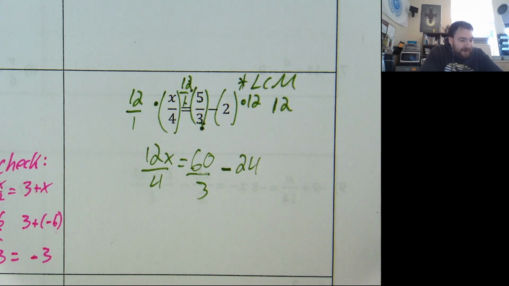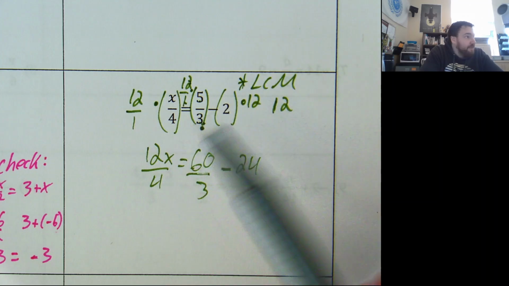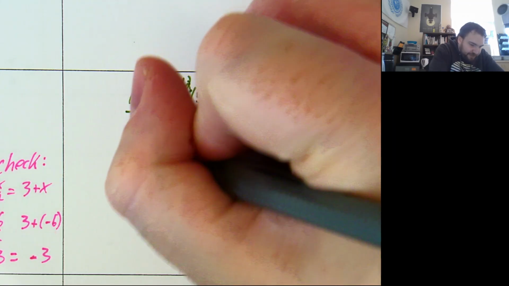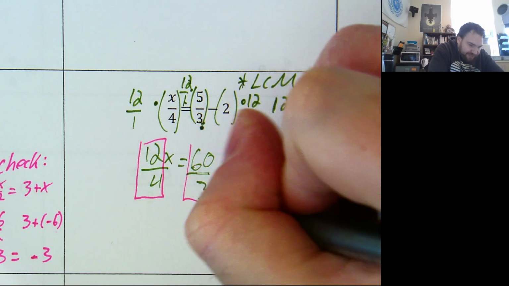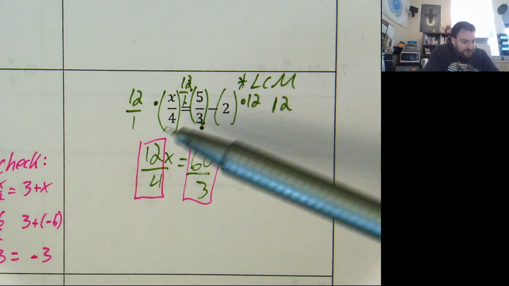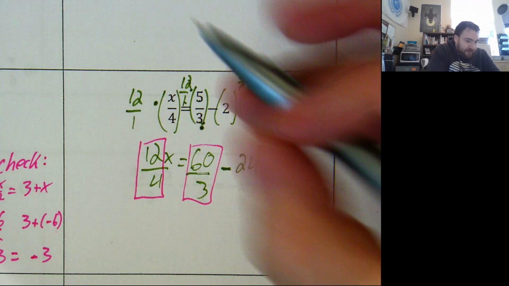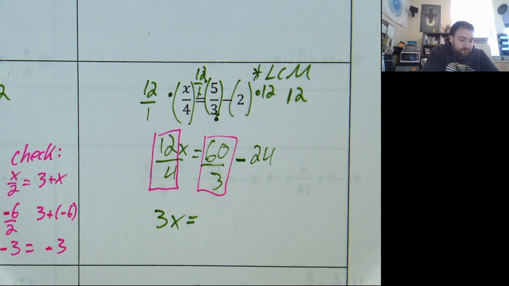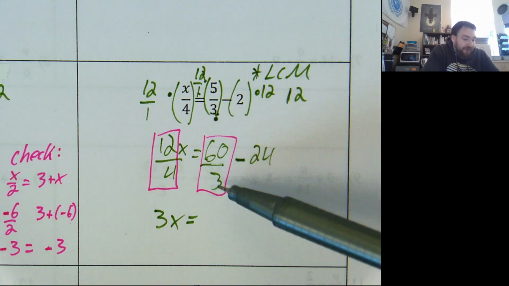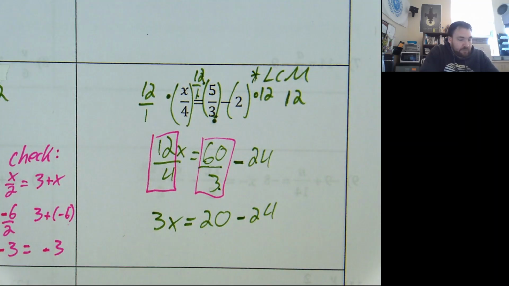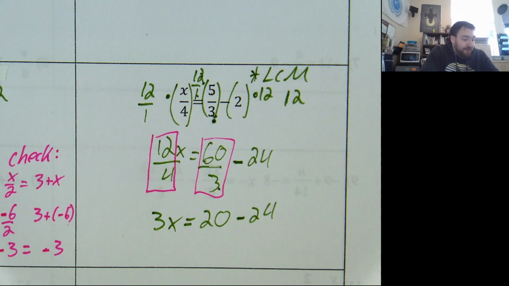Now when you multiply by the LCM, the next step is to simplify. So we're going to look at each of these pieces, the 12 over 4 and the 60 over 3, and see if we can simplify them. What's 12 divided by 4? 3. So that simplifies to 3, and I have an x. Equals. What is 60 over 3? 20. Minus 24. Just like that, the fractions are gone, and now we can solve this.